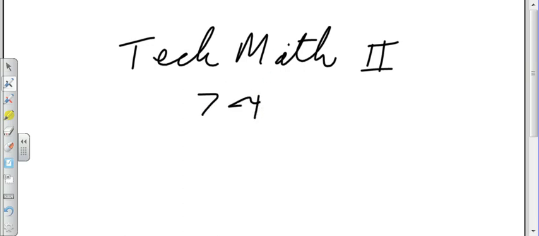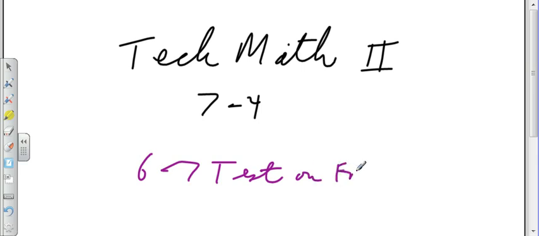A quick look at the syllabus would tell us that tomorrow we review for a test, and on Friday we're doing a chapter 6 and 7 test. Also, if anybody wants, I have an extra calculator, a TI-83, if anybody wants one, let me know.